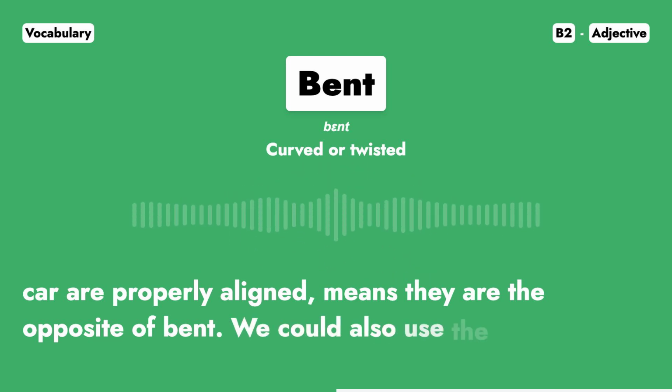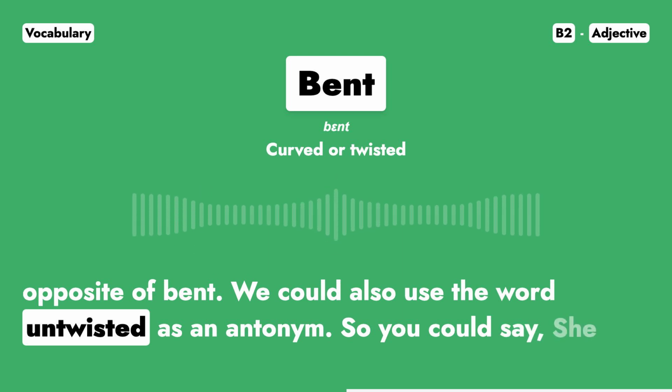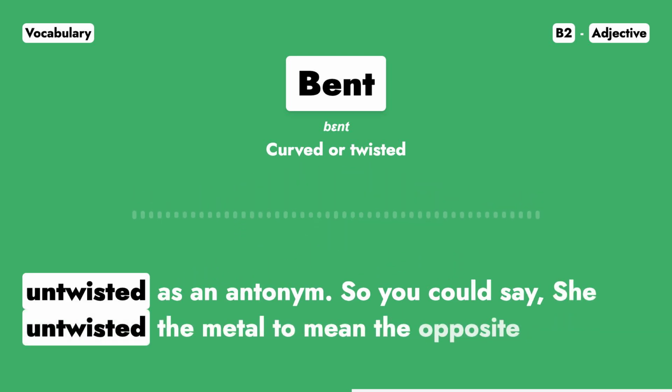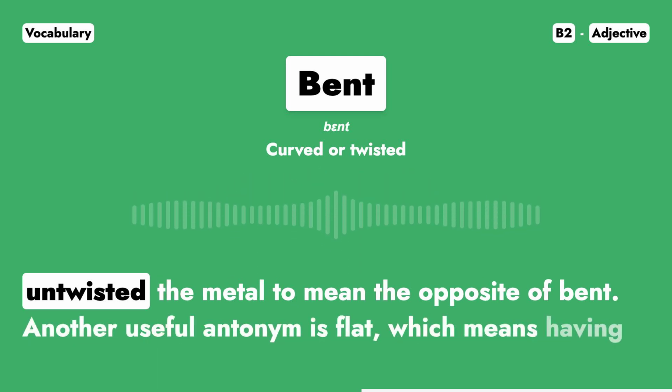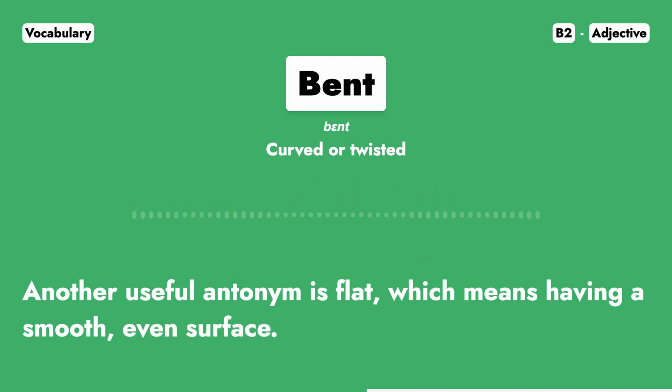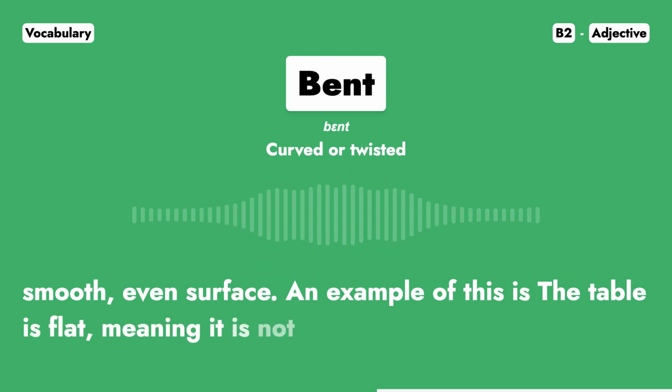We could also use the word untwisted as an antonym. So you could say, she untwisted the metal to mean the opposite of bent. Another useful antonym is flat, which means having a smooth, even surface. An example of this is the table is flat, meaning it is not bent.